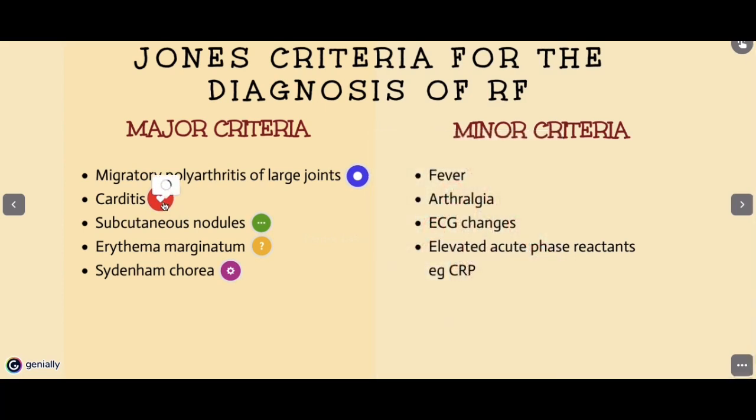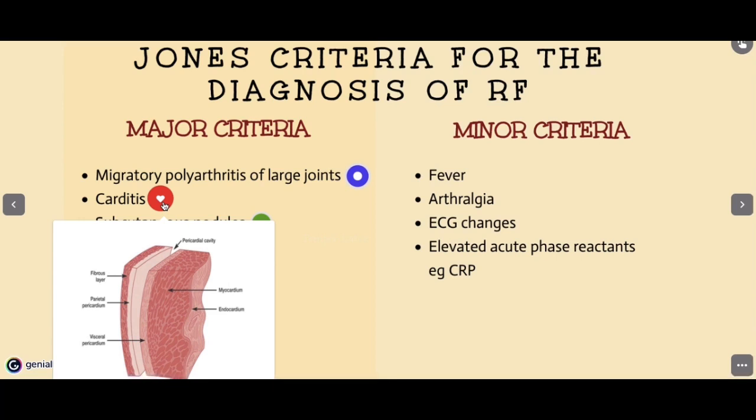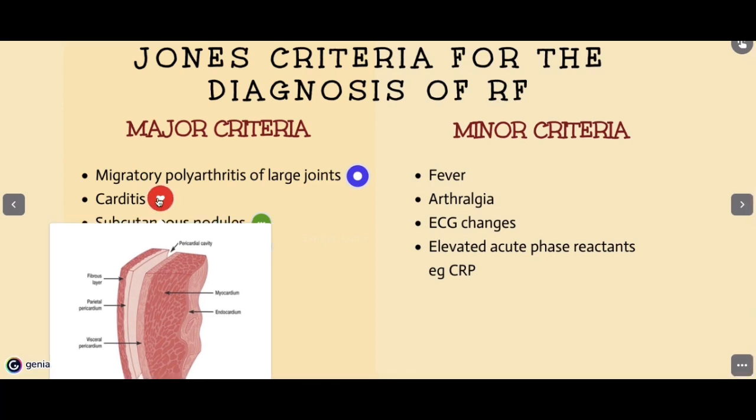The second major criterion is carditis. Carditis, which refers to inflammation of the heart, may affect any layer of the cardiac tissue or cardiac wall. So it can be the endocardium, myocardium, or the pericardium. If there is involvement of all 3, then the terminology used is pancarditis. It can give rise to some clinical manifestations such as arrhythmia and pericardial rub.